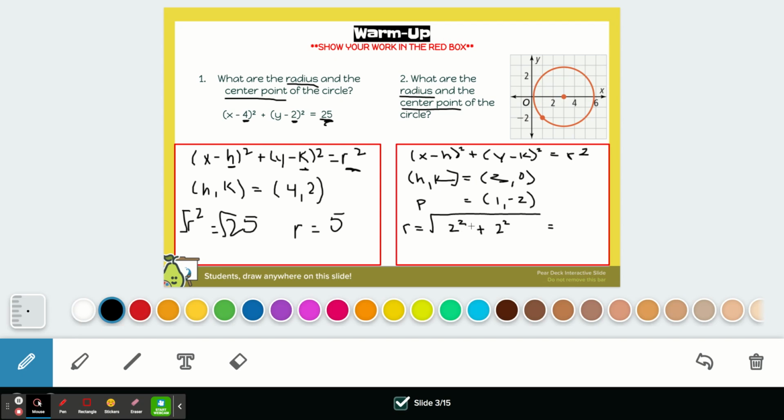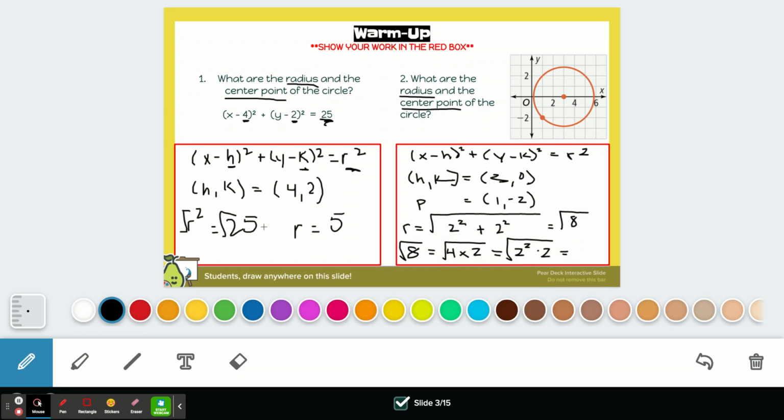So 2 squared plus 2 squared will give me a square root of 8. Now, I can stop there if I want to. However, I want to be able to know how to break down 8, right? So I know 8 is 4 times 2, and this is 2 squared times 2. Now, remember, this is a square root of 8. So it's a square root of 4 times 2, which is a square root of 2 squared times 2.